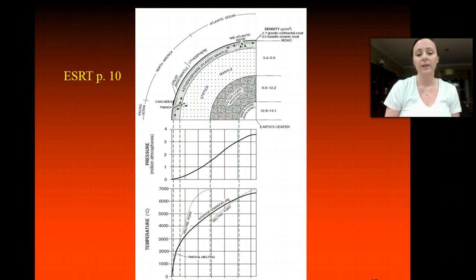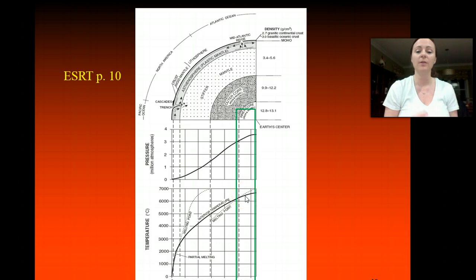Moving on, the inner core, made of iron and nickel, is again below this melting point. So it turns back into a solid once we hit that inner core. So using the temperature chart and the pressure, we can see the depths at which we're talking about as well as the pressure and the temperature.